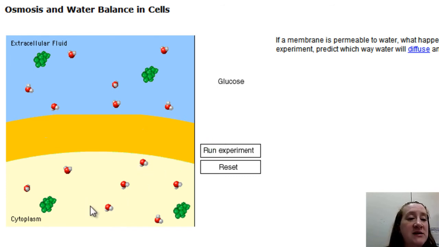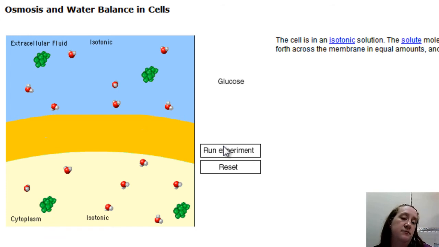Now, unfortunately, because of the simplicity of this program, they're going to consider that even. And when it's even, what do we call it? Isotonic, hopefully you remembered. Now obviously, since a cell is much smaller than its environment, 2 molecules inside is going to have a much higher concentration than 2 molecules outside. So you have to remember that this is about concentration, not number of molecules, but they're simple, so we'll go with it for now.